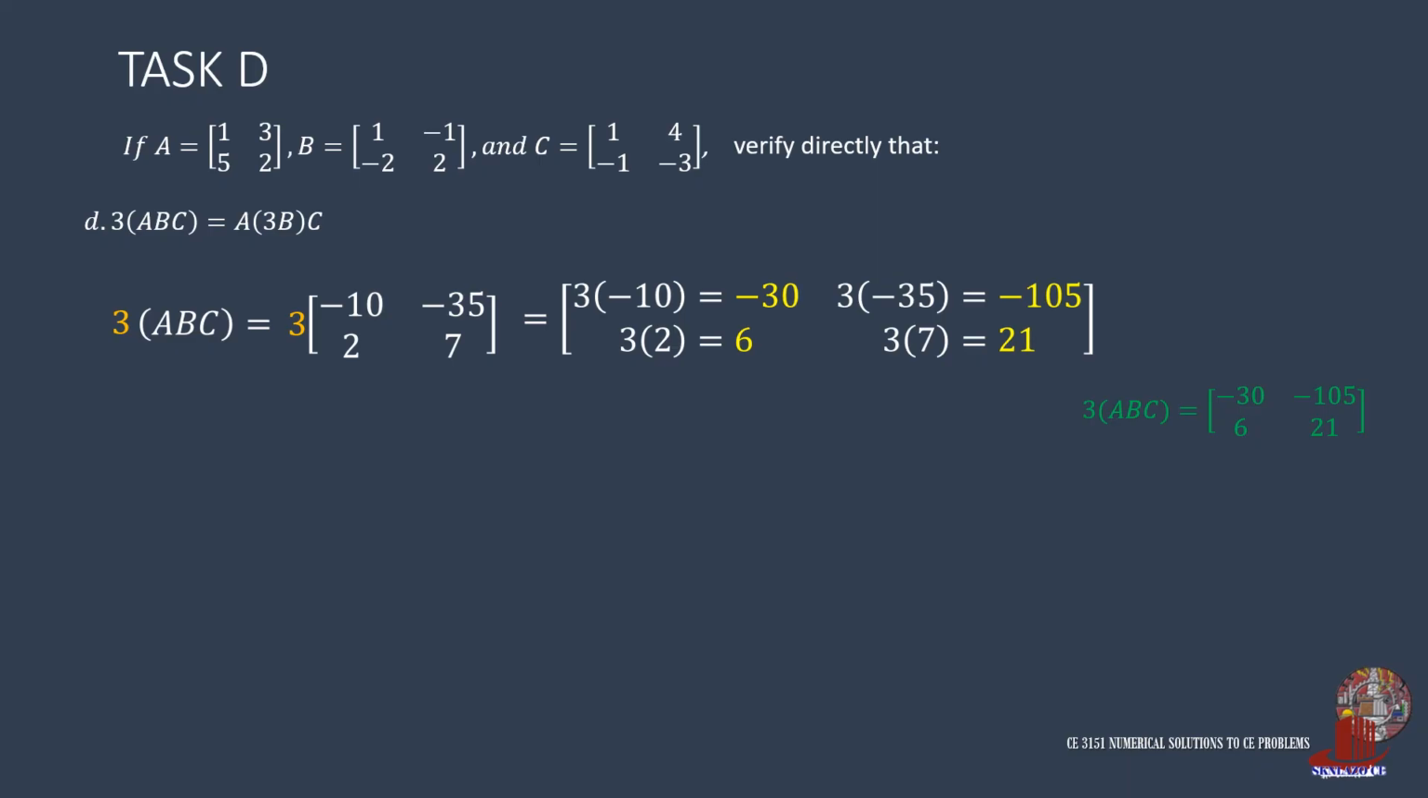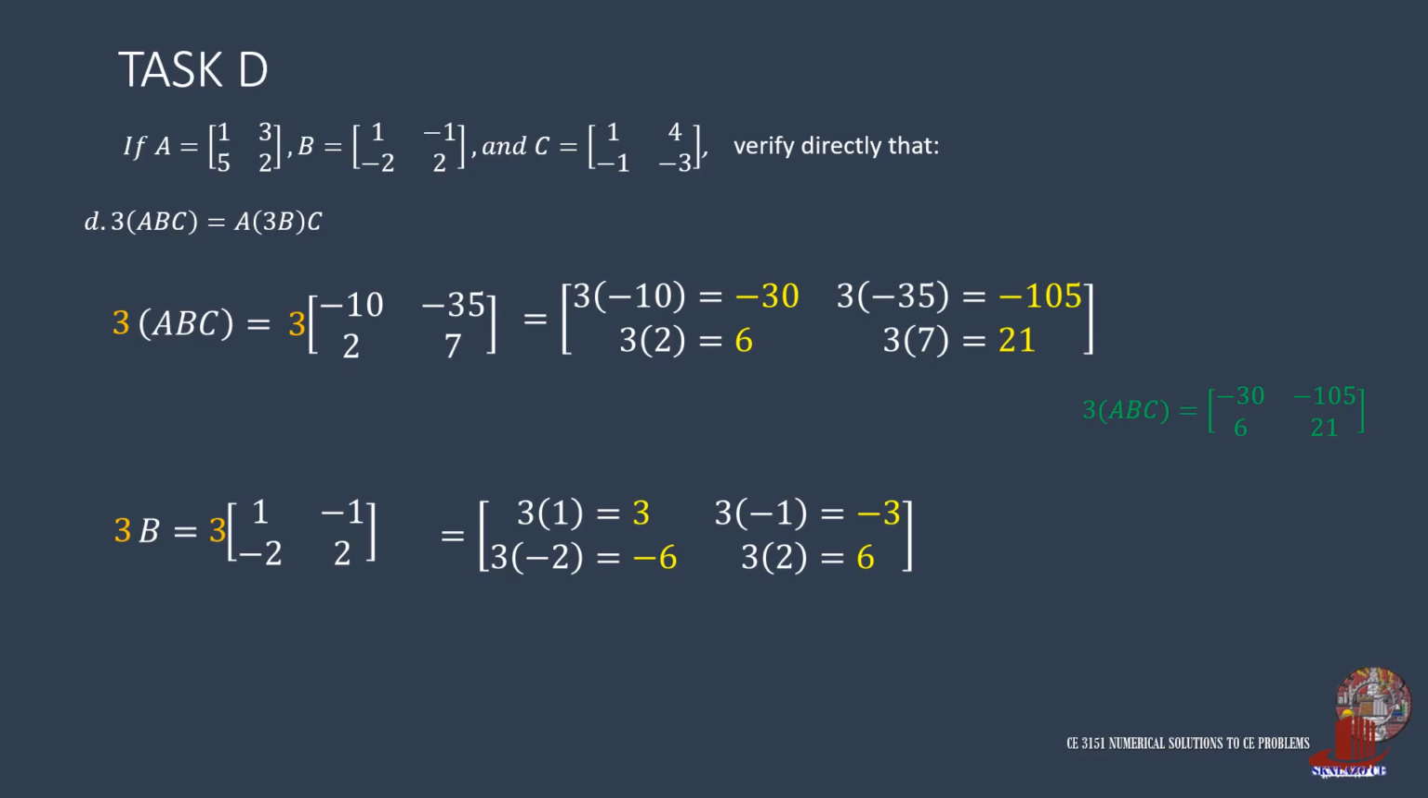Let's compare the matrix elements with the other procedure where we start with 3 times matrix B. With that, we get 3 times 1 or just 3 for element 1, 1. Element 1, 2 is 3 times negative 1, which is negative 3. One row down, we have elements 2, 1 to give negative 6 from thrice of negative 2. Then last is 3 times 2, which is 6 for element 2, 2. So matrix 3B has elements 3, negative 3, negative 6, and 6.